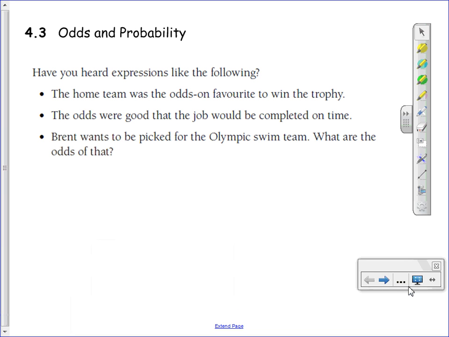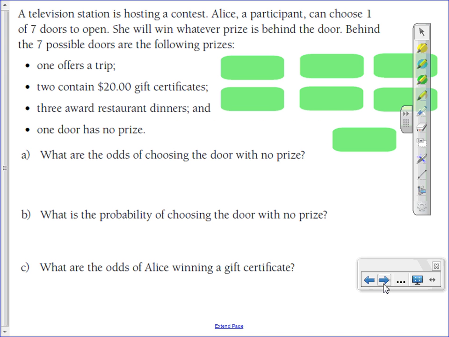Well, today we are going to look at odds and probability, and you've seen or heard of them many times in your life, and you can see the examples that are on the screen right now. You have the odds on favorite. Chances are good that something's going to happen, and odds just means probability, and it's sometimes just written a little bit different. So here's a situation for you.